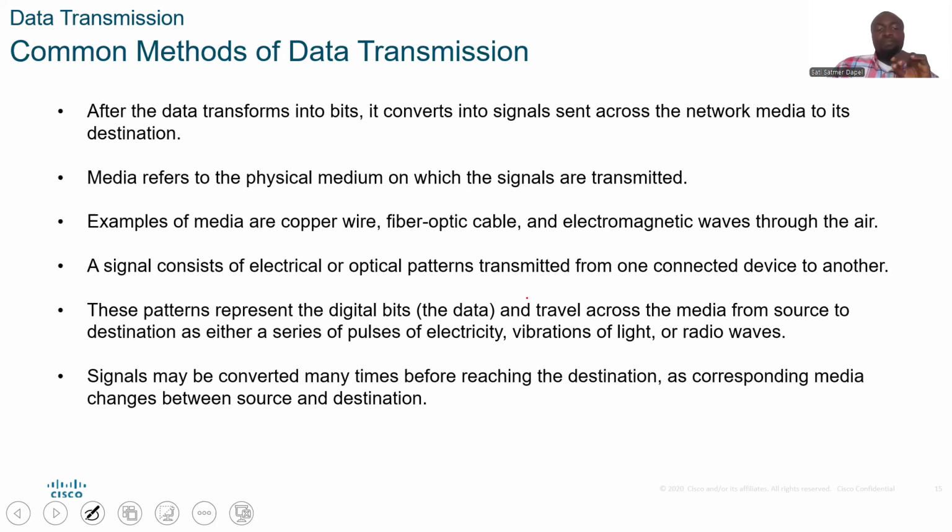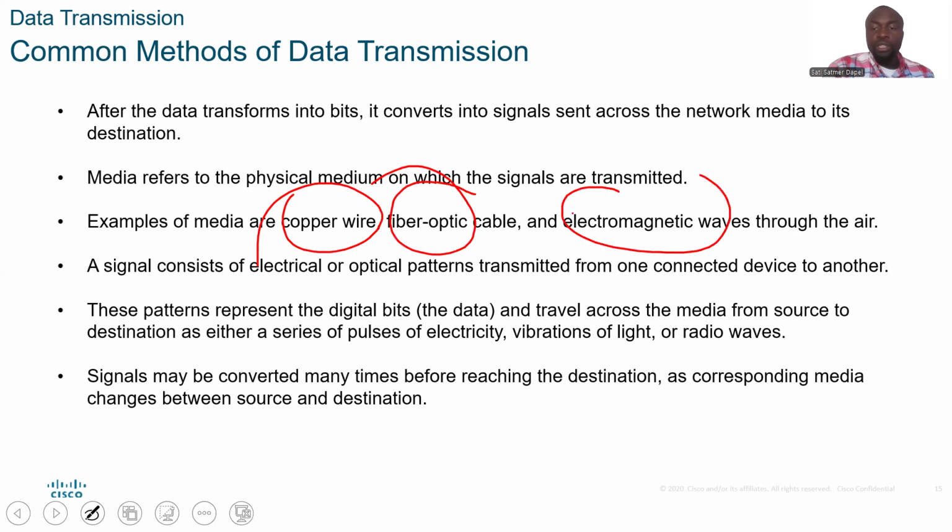Media refers to the physical medium on which the signals are transmitted. Examples of media include the copper wire, the fiber optic cable, and the electromagnetic waves. So these are the basic 3 network media that we have. So when you say the copper wire, there are different types of cables that relate to the copper wire. Number 1, there's what we call the UTP cables or the STP cables. All right, those types of cables, you use them to convey data in local area networks. Okay, we'll talk about those in subsequent topics.